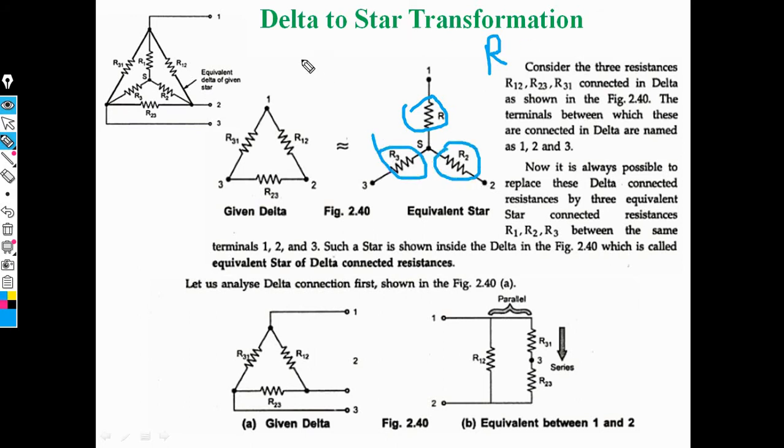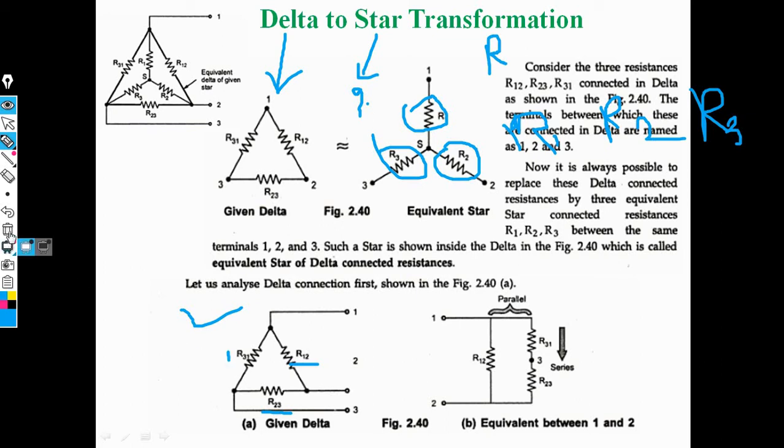That means in delta to star, delta is given, then we have to obtain the value of star, that is R1, R2 and R3. Okay. This is the concept of delta to star transformation. Now this is the given delta circuit, R12, R23 and R31.